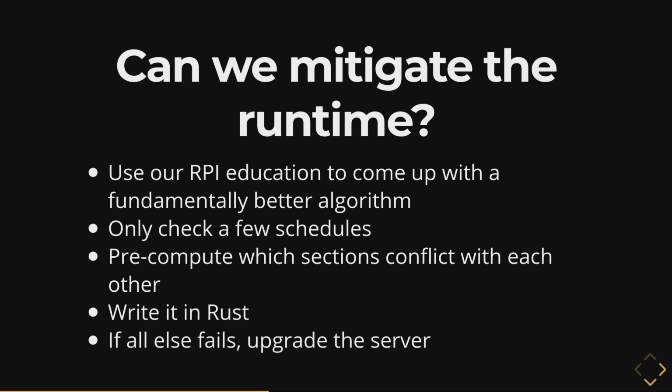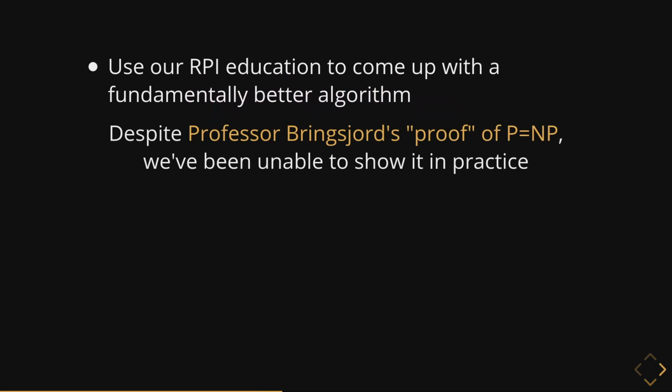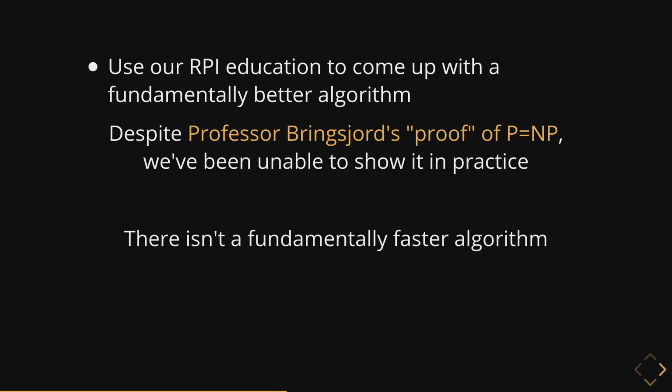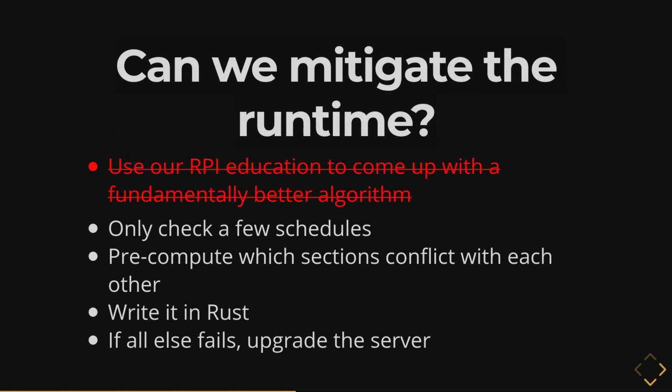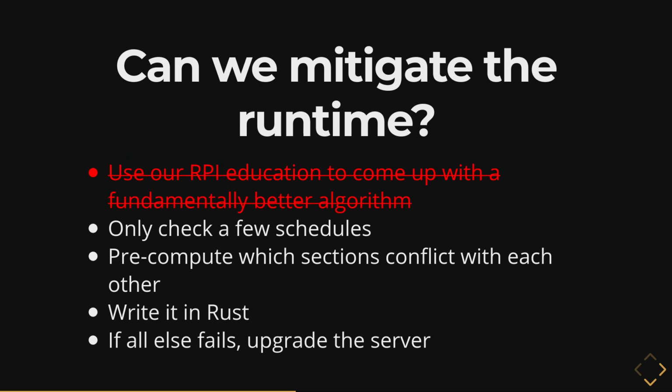So the first one is, well, can we use our RPI education to improve the algorithm such that it's not just maybe a basic depth-first search, but something more complex? And despite Professor Brinsger's proof of P equals NP, we're unable to show that in practice. We have been unable to find a better solution to this problem than the basic depth-first search, as far as an algorithm is concerned. If you have any better solution and you can think of one, please let us know. We'd love to hear from you. So that doesn't work.